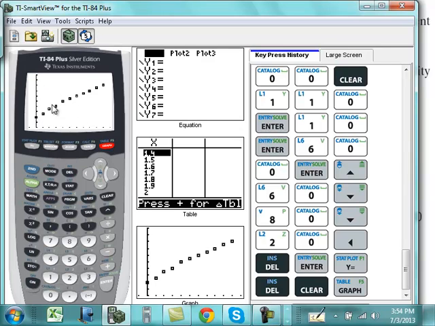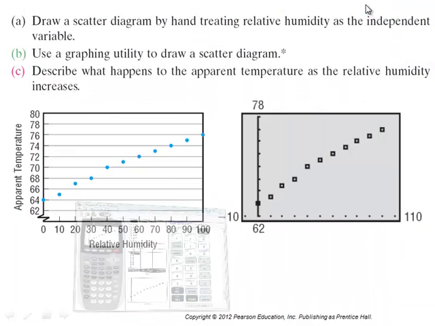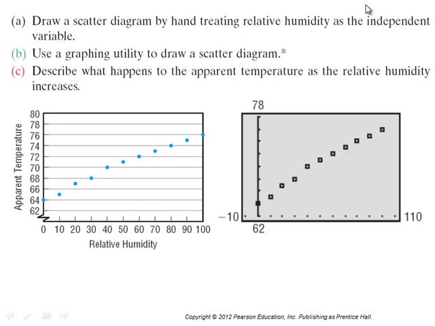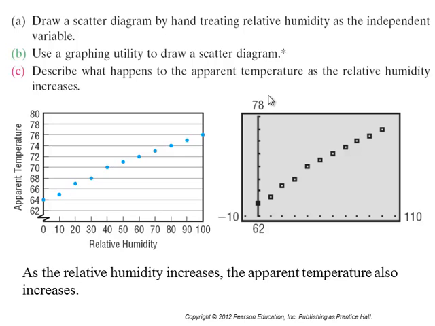And you can see that there is a highly linear relationship between the relative humidity and the apparent temperature. This picture here is very similar to what we had. Their Ymin and Ymax is different from ours, but otherwise it's the same. As relative humidity increases, that corresponds to a direct increase in the apparent temperature in a linear fashion.